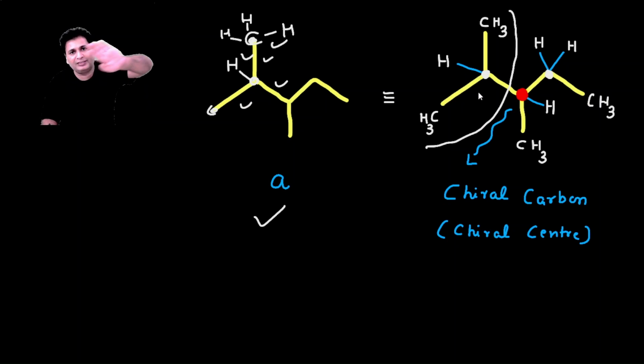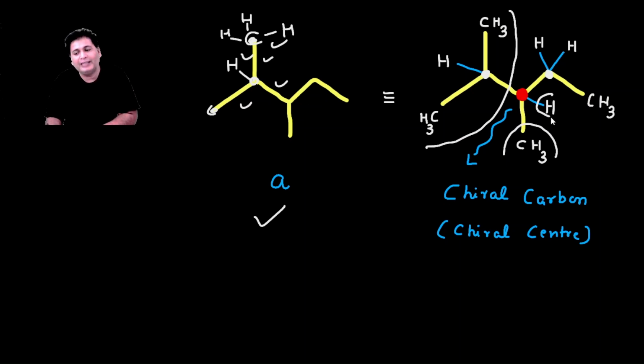You can understand this is one group. This is another group, methyl. This is another group, hydrogen, and this is another group, ethyl. So you understand, all the 4 groups are different. One is methyl, one is hydrogen, one is ethyl, and one is isopropyl. So all the 4 groups are different.